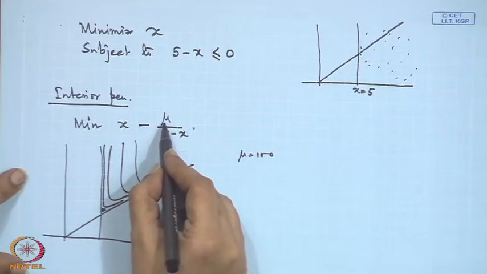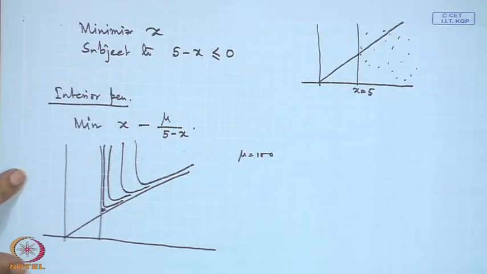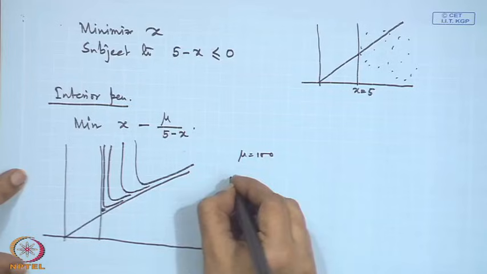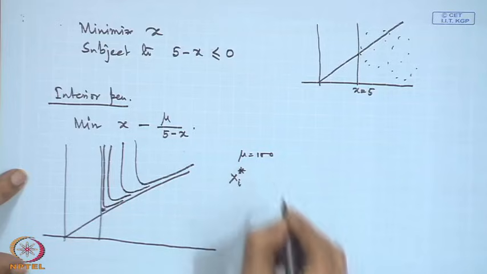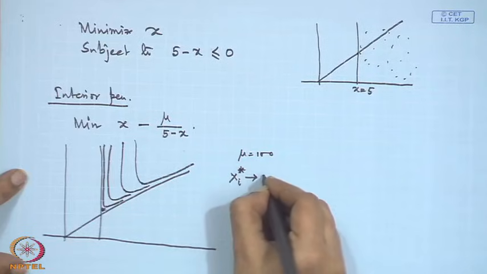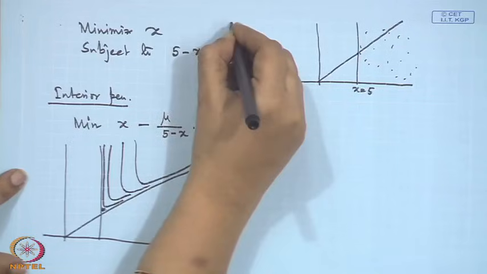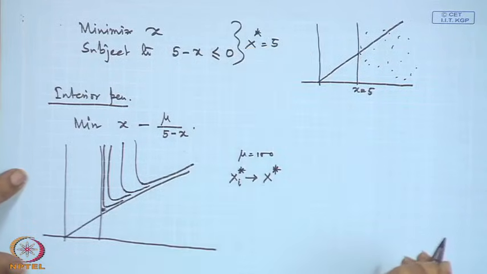we will just convert the nonlinear optimization problem into an unconstrained problem, and for different values of mu we will solve a series of unconstrained optimization problems. That sequence of problems will generate another sequence of optimal solutions which will approach the optimal solution of the original problem, where x star is the optimal solution here. This is the interior penalty function method.